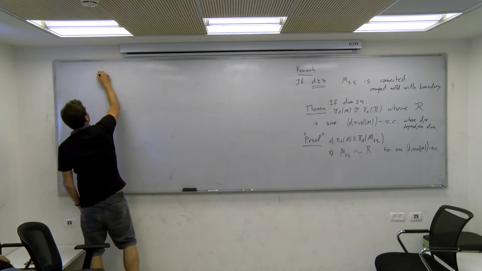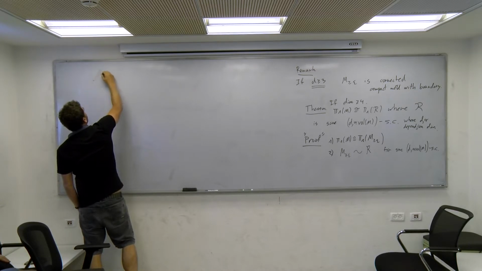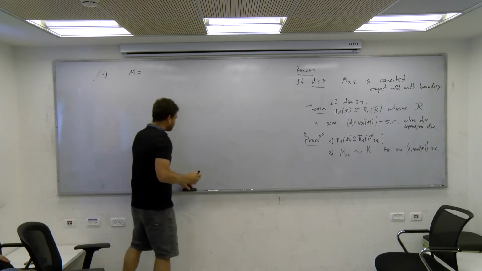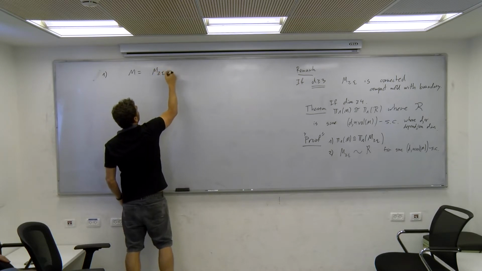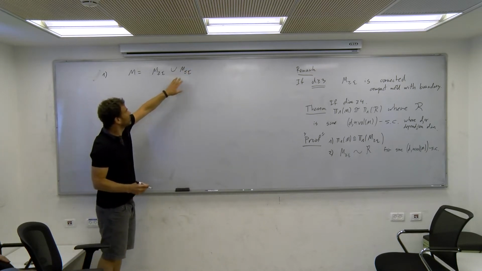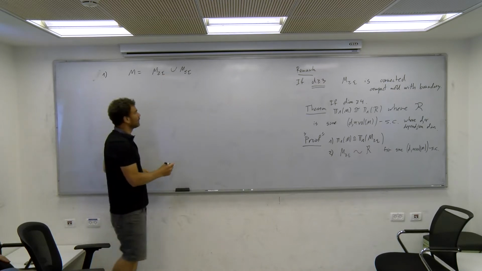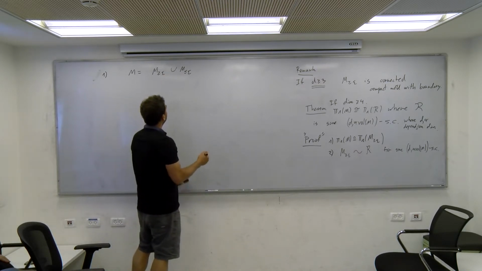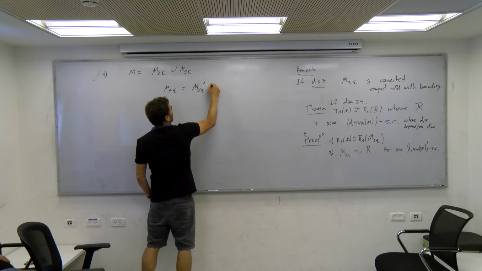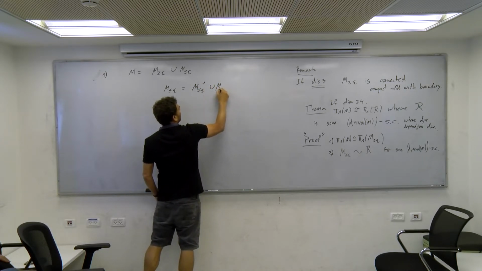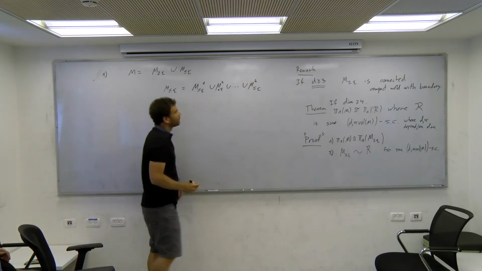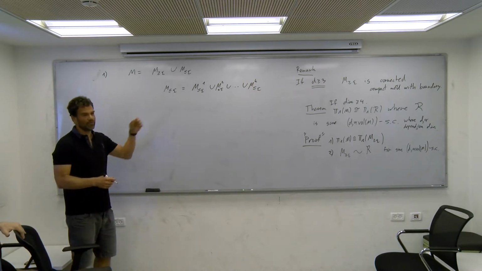Okay, so let's prove 1. We know that M is M greater than epsilon union M smaller than epsilon. This is several components, right? So I can add them one by one: M less than epsilon 1, M less than epsilon 2, up to M less than epsilon k. So there are only finitely many components.